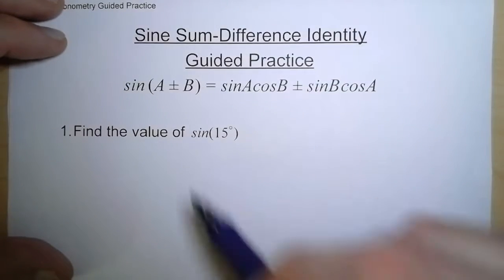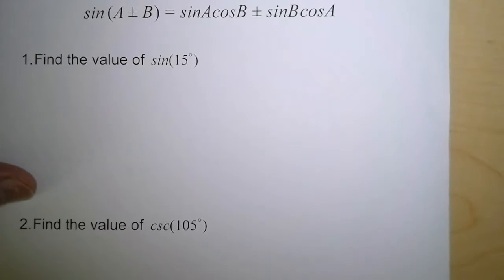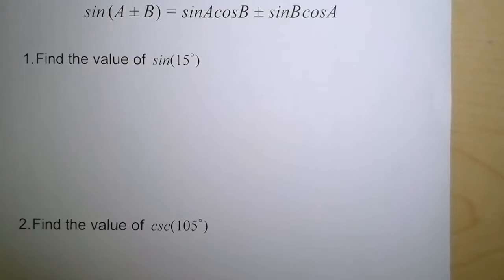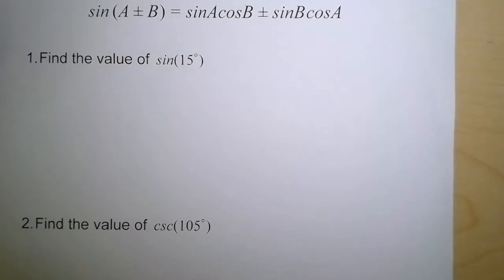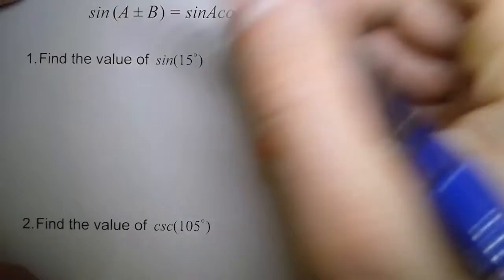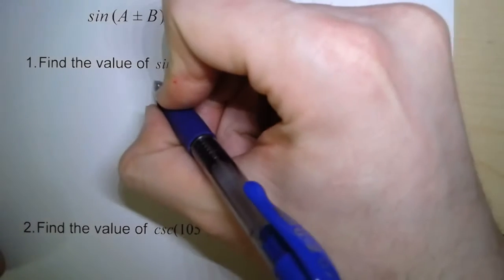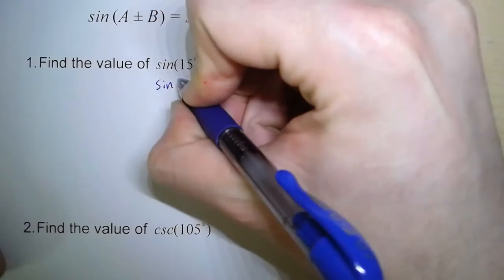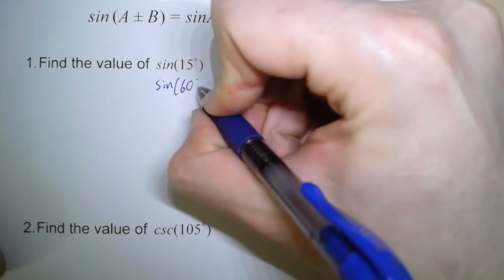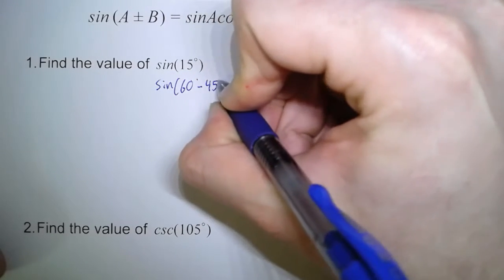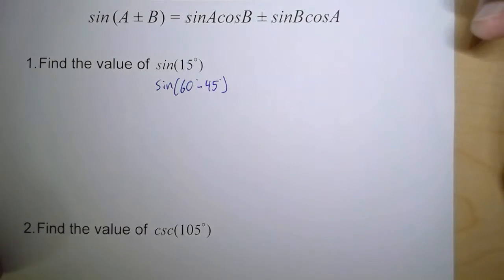So looking at number 1, we want to find the sine of 15 degrees. Now unfortunately 15 degrees doesn't show up on the unit circle. So we have to ask, how do we get 15 degrees from the angles that do exist on the unit circle? Well, we can take 60 degrees and subtract 45 degrees, and that would give us 15.